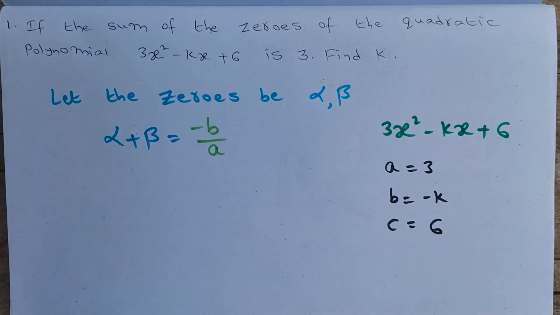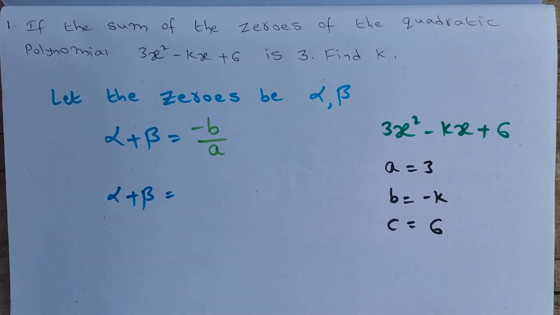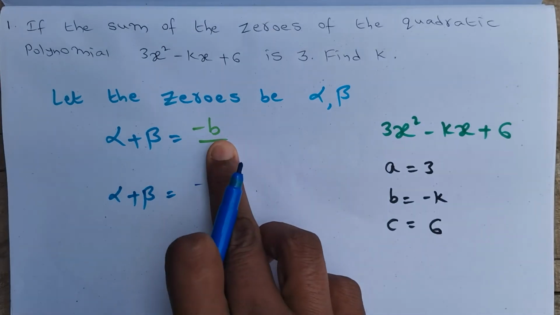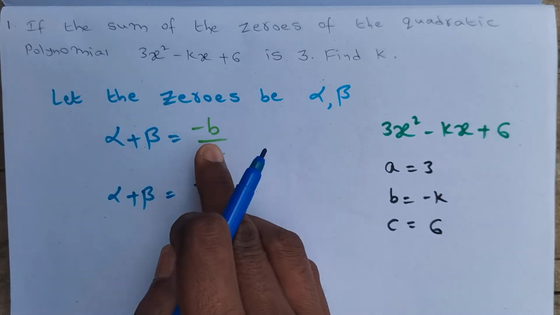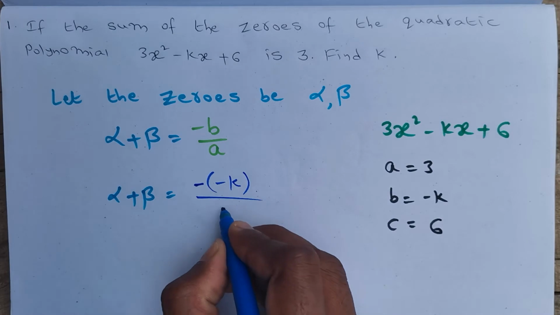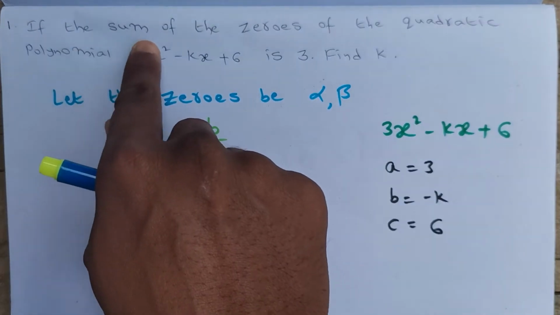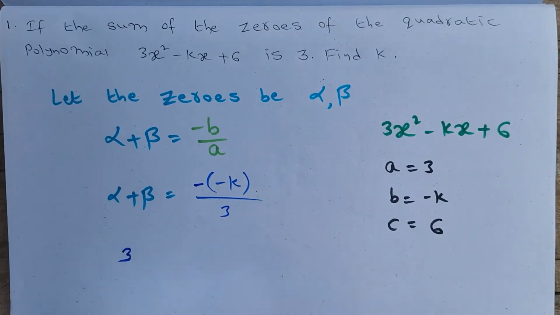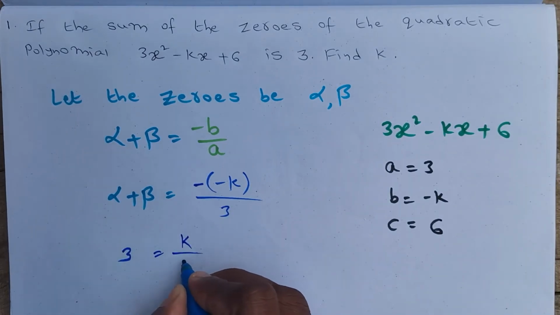So let us substitute now in our formula. Alpha plus beta is equals to minus, as it is, b value we know as minus k. So minus already we have from the formula, and b value is also minus k, divided by a. A value is 3. Next, alpha plus beta, that is sum of the zeros, is 3, so in the place of alpha plus beta I will substitute 3, which is equals to minus of minus k divided by 3.